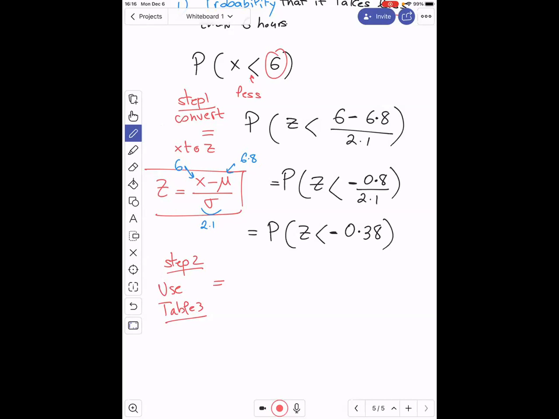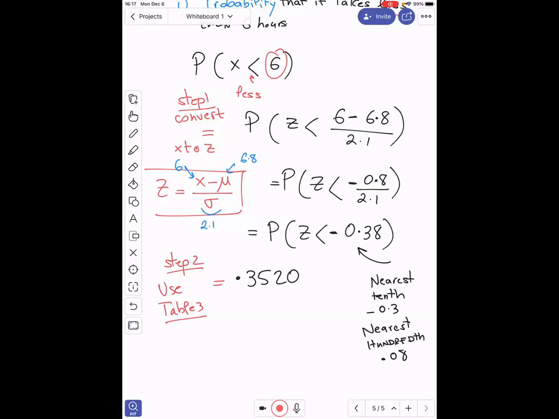So that's negative. The nearest tenth will be negative 0.3, and the nearest hundredth will be 0.08. So negative 0.3 and 0.08, that will be 3520. So the answer is 0.3520.